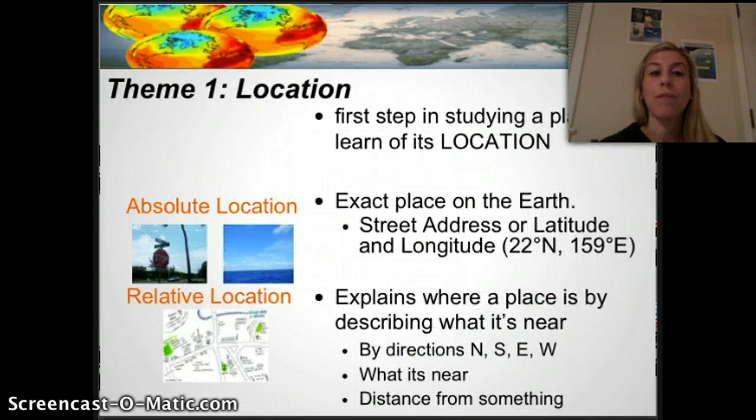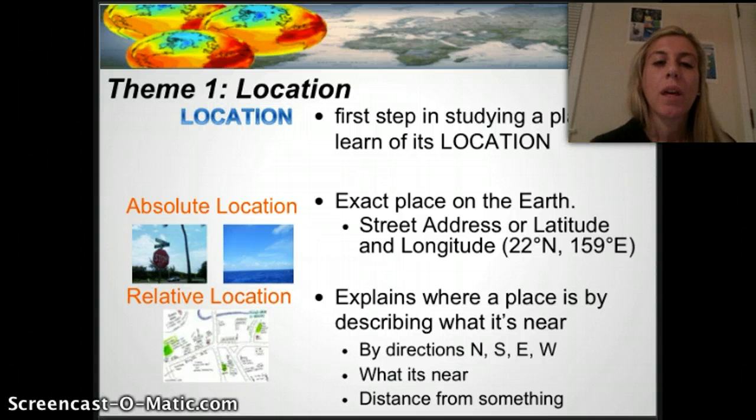All right, so let's talk about the first theme, location. Determining location is the first step in studying a place. You need to learn about where it is. Now, there are 2 ways to describe where it is. There's absolute location, which is the exact place on the earth, and relative location, which explains what it is nearby. So first, let's talk about absolute location.